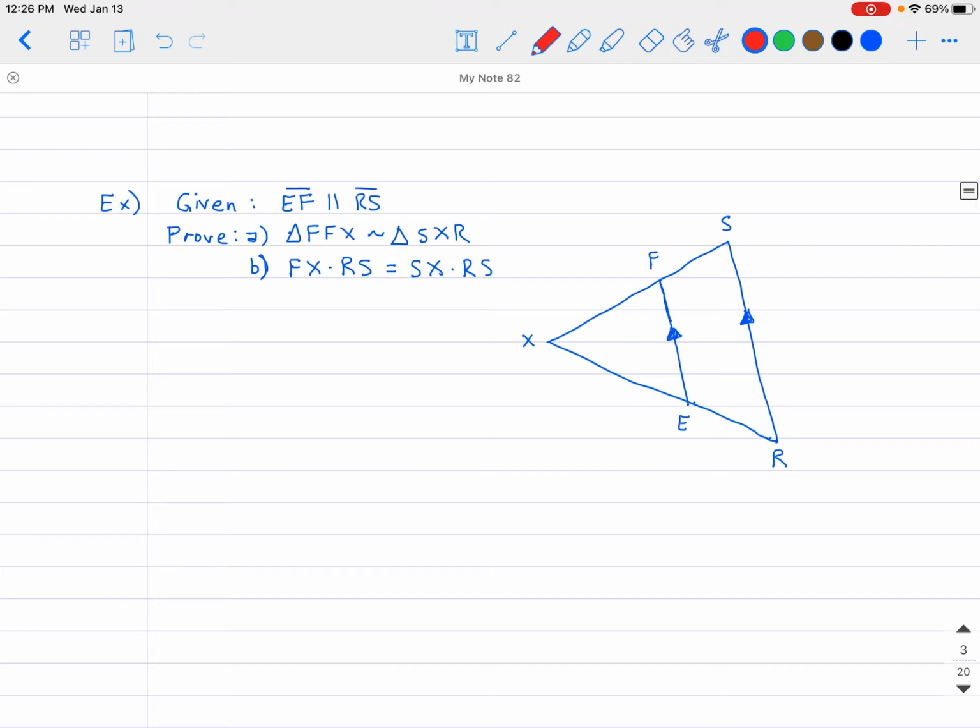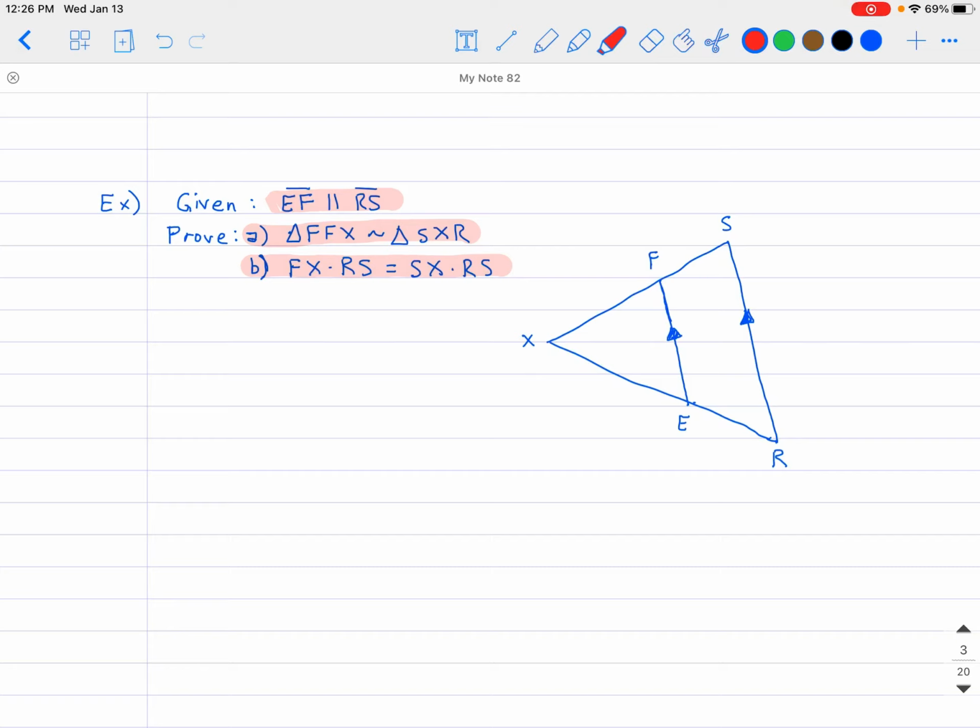Okay, so this time, let's say that we have the triangle such that we're given the following information. EF is parallel to RS. So you can see that in the picture. I drew the triangle to represent that they're parallel. What I want to do in part A is prove that the triangles are going to be similar. Well, that's probably going to be the easier part. The second part is to prove that we have this equation, which is true. FX times RS is equal to SX times RS. So we'll save that part for a little bit later, but let's go ahead and dive into part A first.